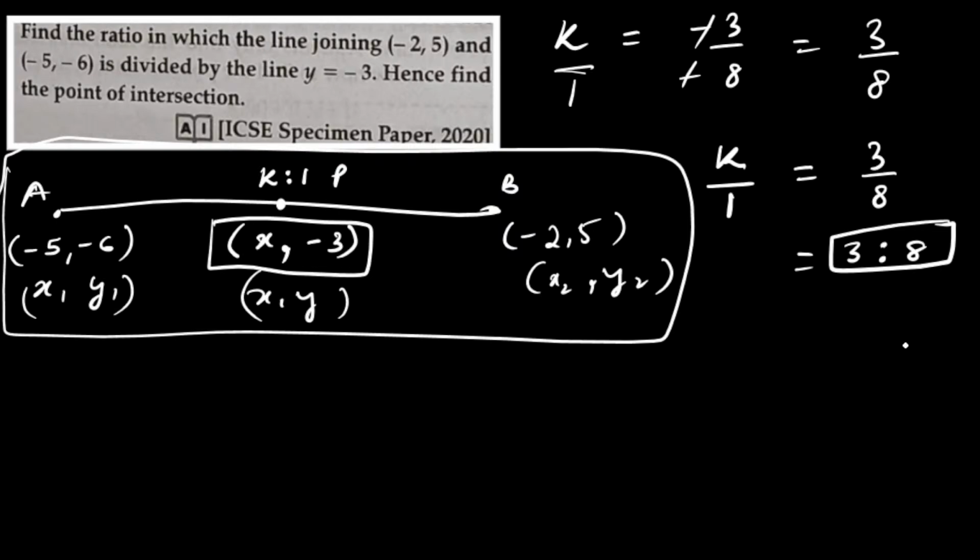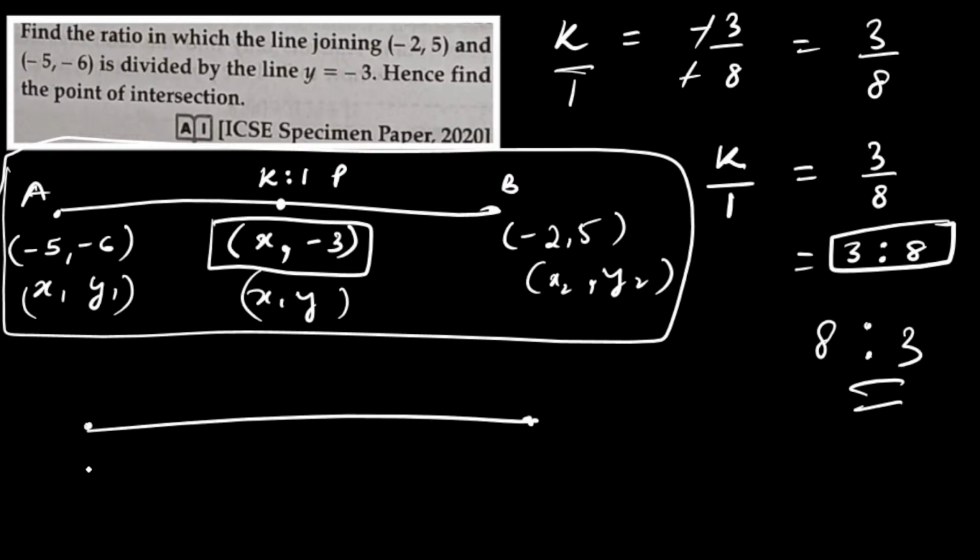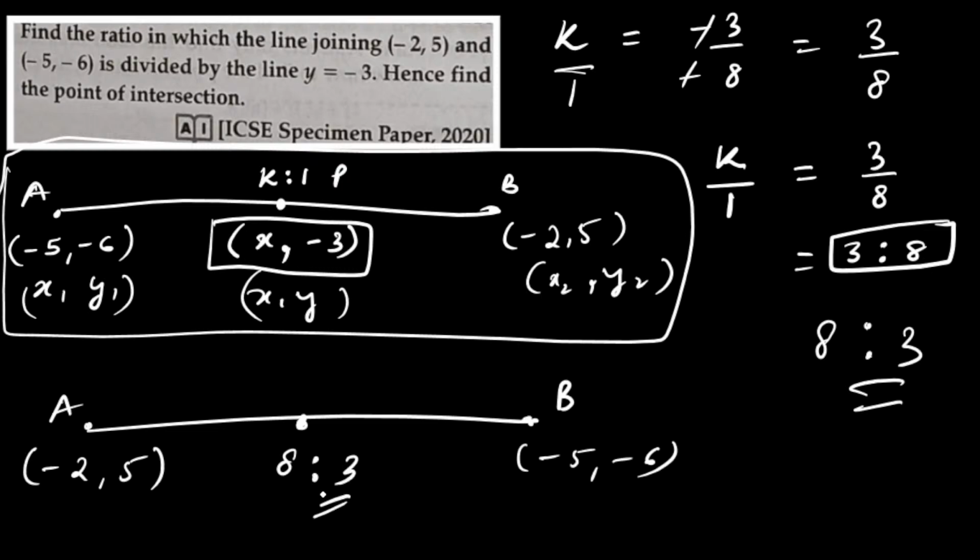If someone is getting 8 is to 3, you will get that if you are using A's coordinate as -2, 5 and B's coordinate as -5, -6. Whoever is getting 8 is to 3 with this one, yes, Tarun has given 8 is to 3, so that is also correct. And 3 is to 8, why am I getting it? Because I have by mistake written the coordinates in the opposite order. For these coordinates the ratio is 3 is to 8, but for this case the ratio should be 8 is to 3.